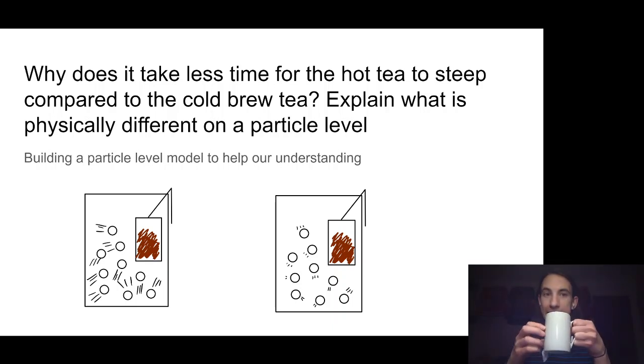So what we kind of did yesterday is answer some questions about good old tea. One of the first things I asked you was, why does it take less time for the hot tea to steep compared to the cold brew tea? And we said explain this based on what's actually different about the particles. What we're going to keep on building up and going back to, to help us think about thermodynamics, is this particle level model. We really want to build this particle level model to explain and help our understanding about what we see going on.